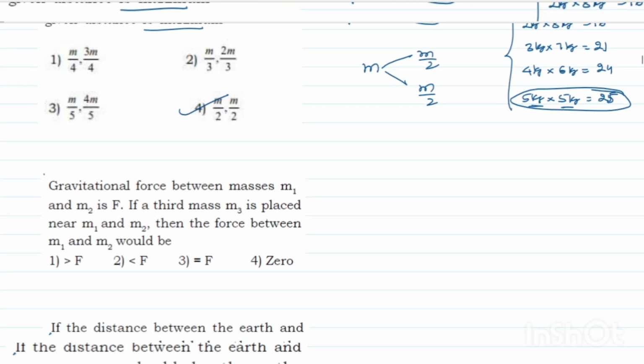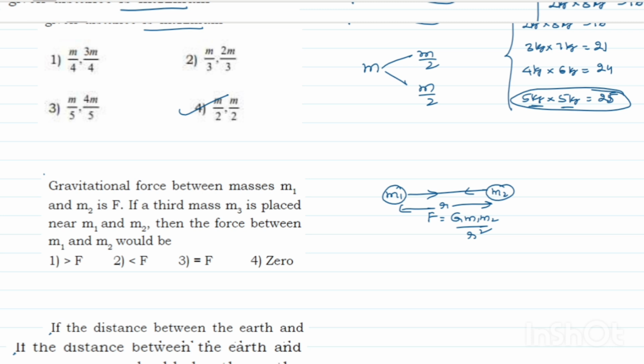Look at the next case. Here the gravitational force between the masses m1 and m2 is given as F. Two masses m1 and m2 are given, and the gravitational force of attraction between these two masses is F, that is F equals G m1 m2 by r square. The distance of separation you can take as some r.